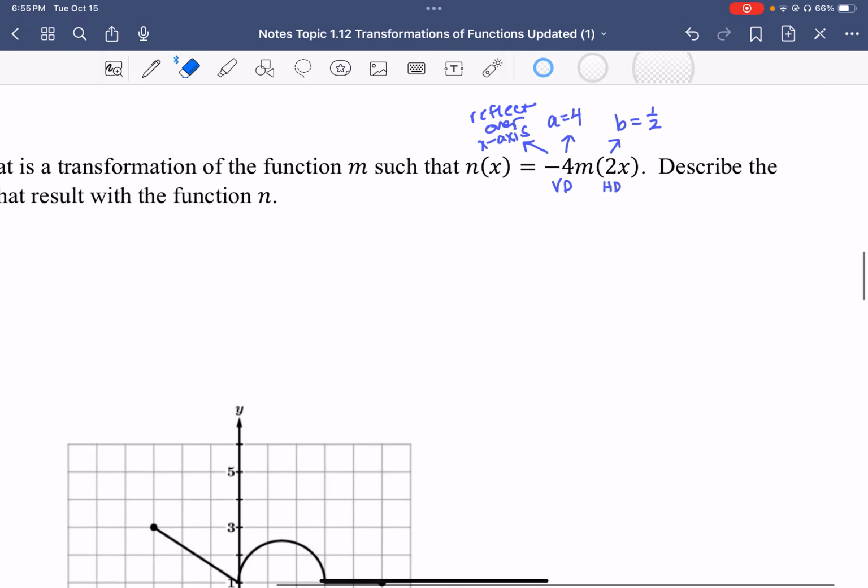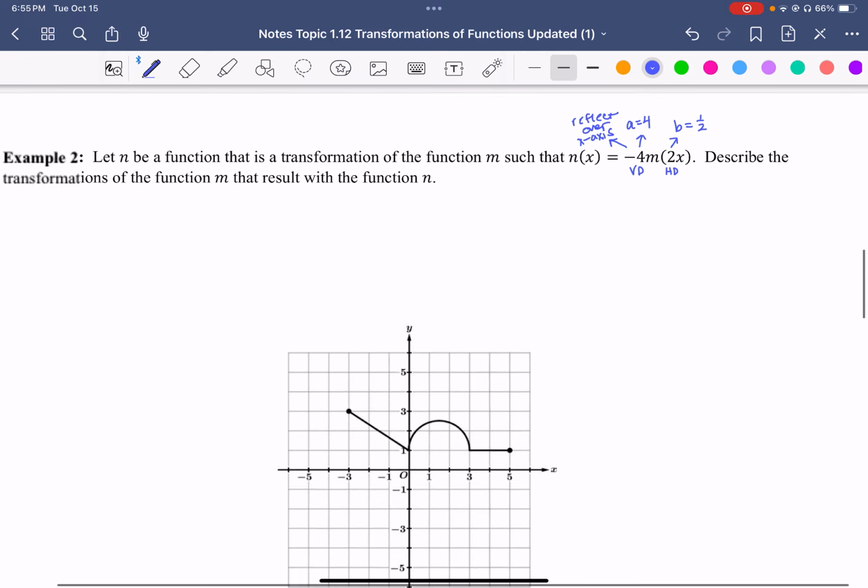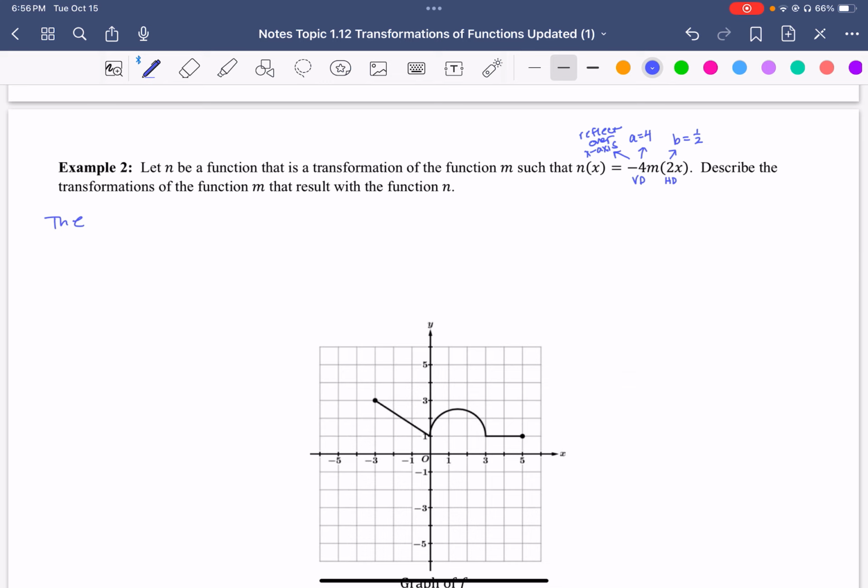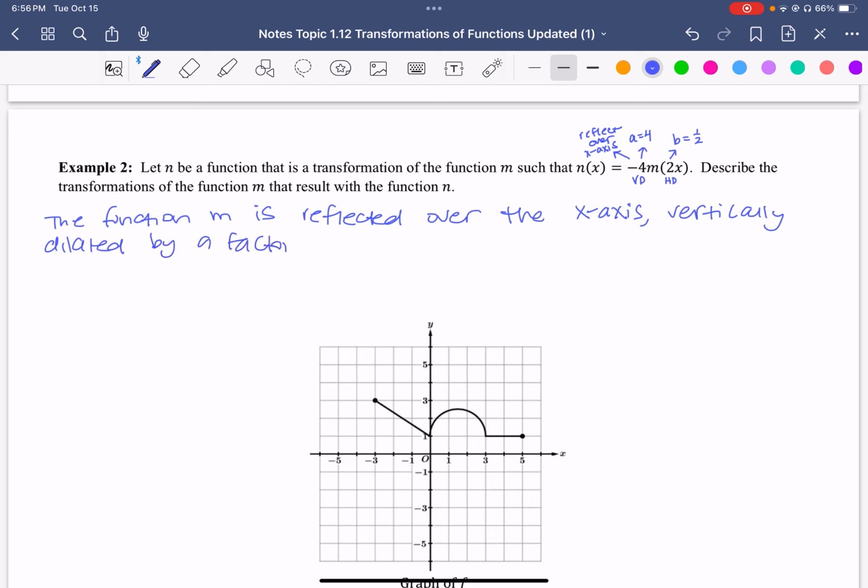Okay, so let's write our answer. We're going to say the function m is reflected over the x-axis. It was vertically dilated by a factor of 4, and horizontally dilated by a factor of 1/2.